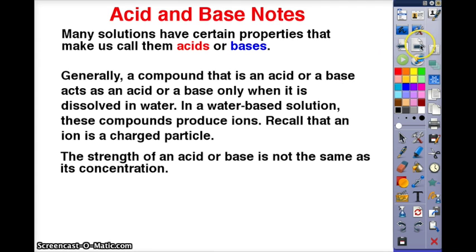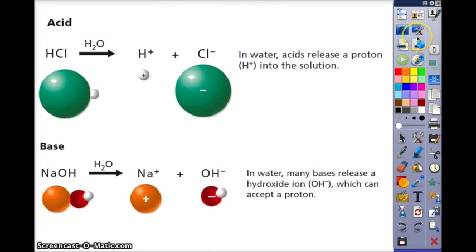So let's move on to what are some acids? How are acids produced? HCl, if it's in a solid state, would look like this. When HCl, hydrochloric acid, is in water, it dissolves into H pluses and chlorine minuses. These H pluses are what the acid is focused on. So in water, acids release a proton, H plus, into the solution, and that determines how acidic something is. If it has a lot of H pluses, then it is very strong.